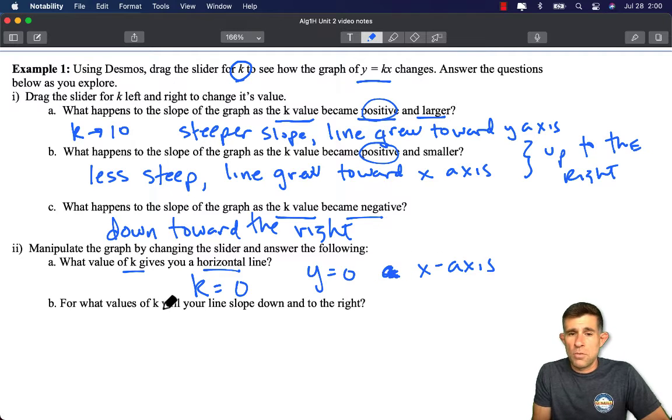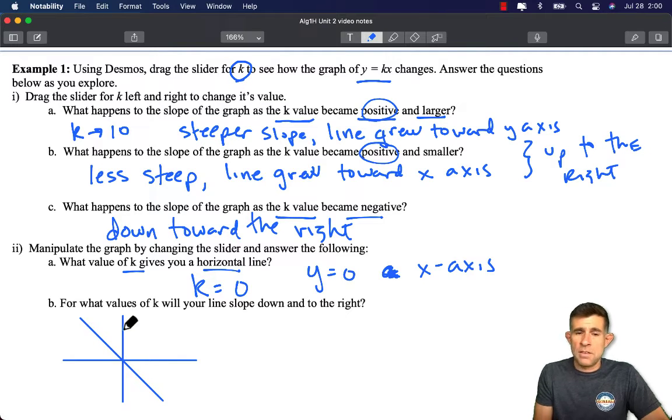For what value of k's will your line slope down into the right? So if we don't remember what that might look like, we can just draw that picture here again. Here is a direct variation equation. Remember, it has to pass through that origin, and it's going to slope down and to the right. This meant that our constant of variation must have been negative.